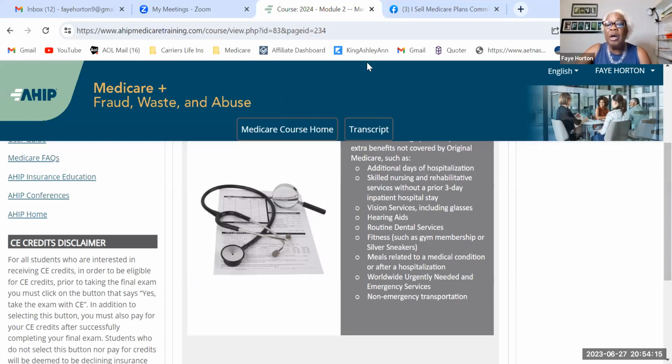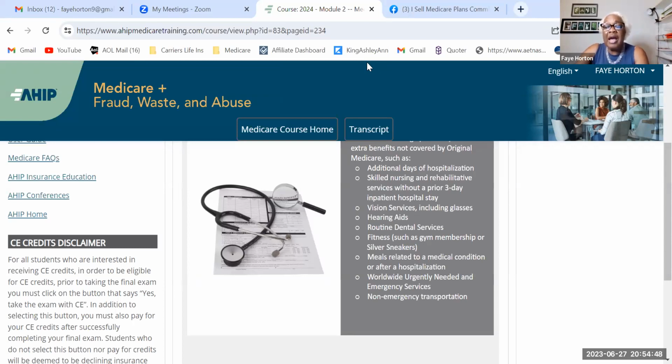They don't need to go to the hospital for a 3-day inpatient stay before going to skilled nursing as they would under original Medicare. Most of the Medicare Advantage plans will cover vision services, which would include glasses. That's vision correction, and not to be confused with medical treatment for the eyes or diseases of the eyes. Those are medical specialties. They may have a copay, and that is not the vision service benefit in the plan.